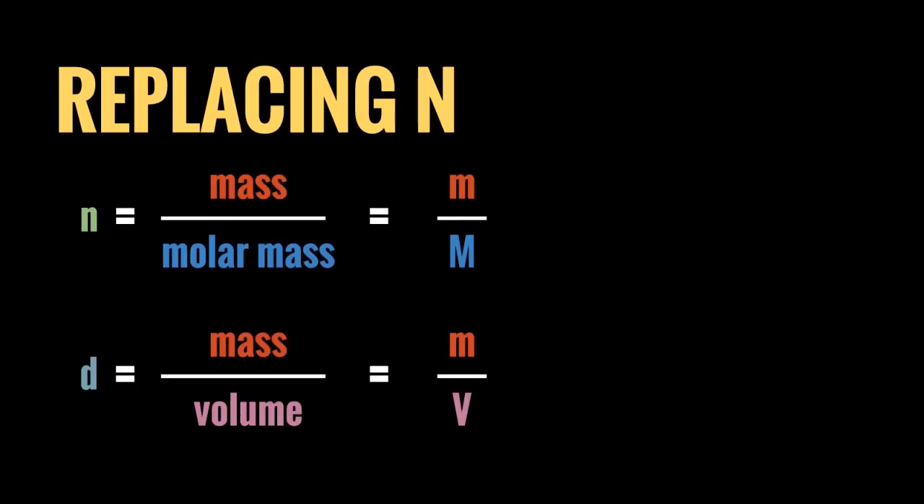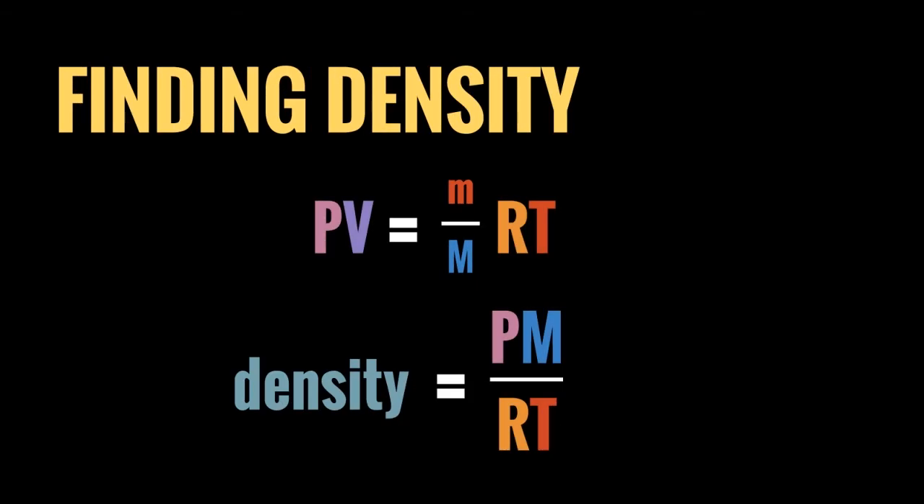So we can replace n, the amount of gas, with mass over molar mass. We also have our formula for density, mass over volume, which is equal to m over v. If we replace n with m over M, where lowercase m is the mass and uppercase M is the molar mass, we get this equation at the top. And if we introduce density to the equation, we get that density equals PM over RT. So the pressure times the molar mass over the gas constant times temperature.